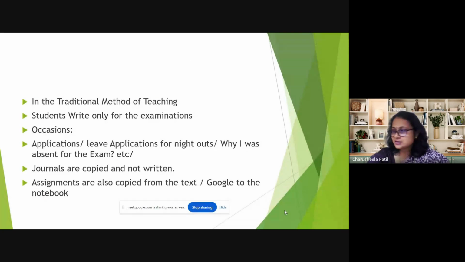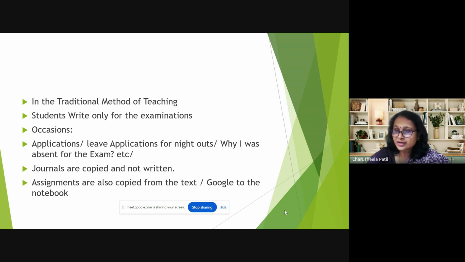So it is slide number 3, when do we write? Yeah, I was asking people when do we write usually. In the traditional methods of teaching, students write only for the examination. This is my last 20 years of observation, that they do not write on their own unless you give some kind of incentive or attraction, like a competition or a presentation. Then only they will think of it. But usually they write only for the exams.